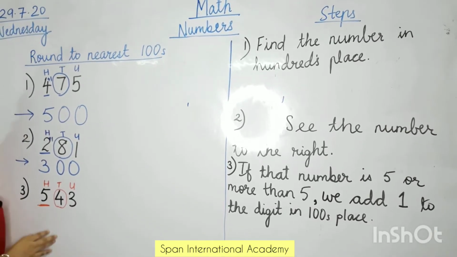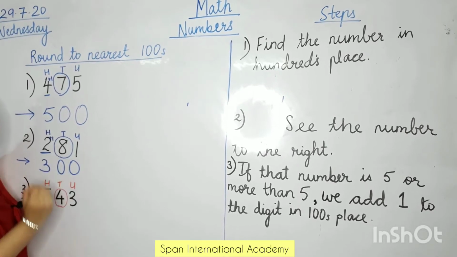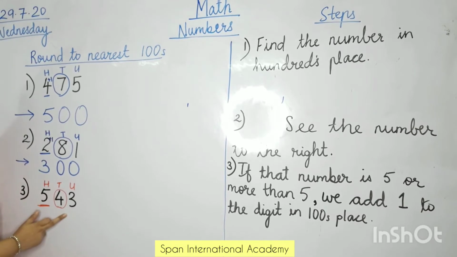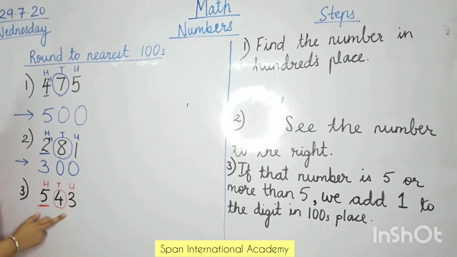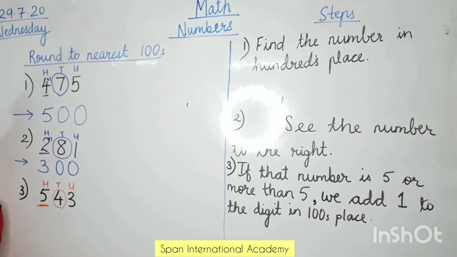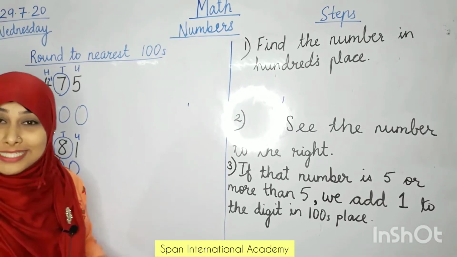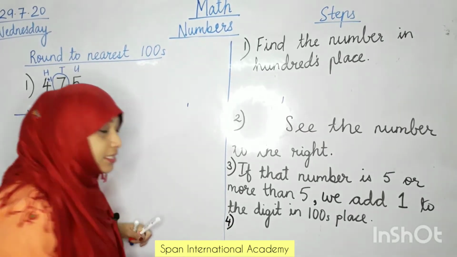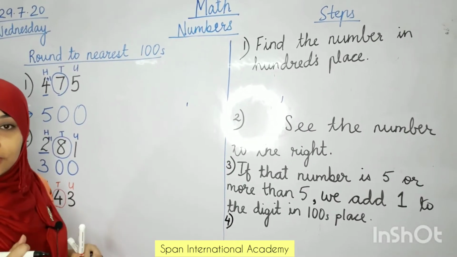Now observe very carefully over here. The number to my right is 4. Is number 4 5? No. Is it greater than 5? No. So my fourth step comes in here. What will be the fourth step?